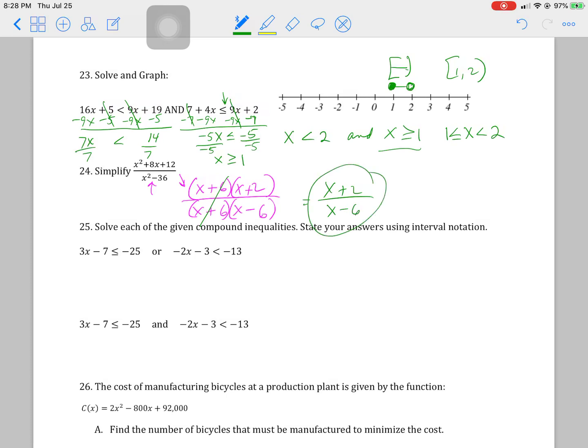This review is not going to go in order because your final is not going to go in order. So it's a better review to mix it up a little bit, to do different things in between other things. Let's do one more.